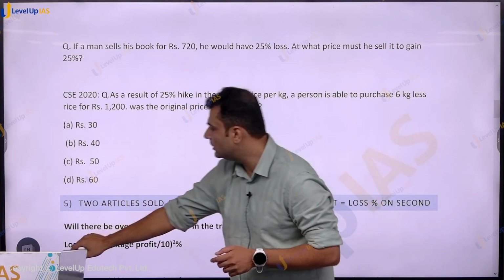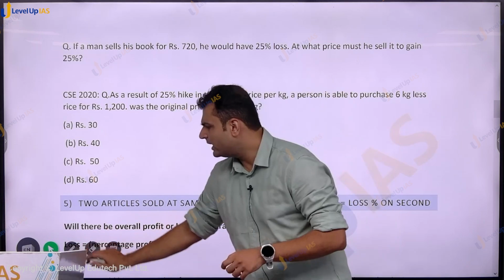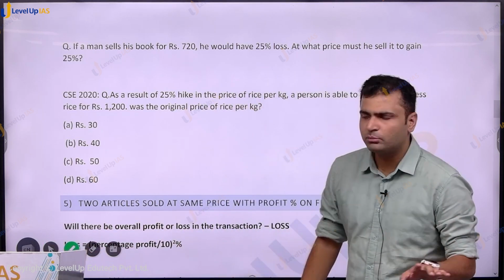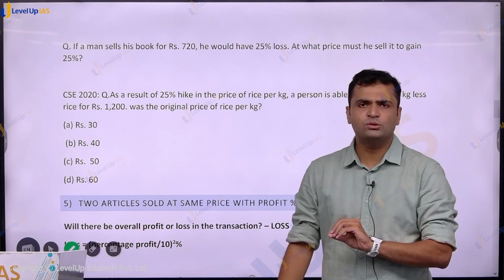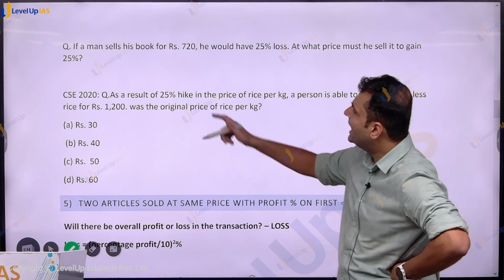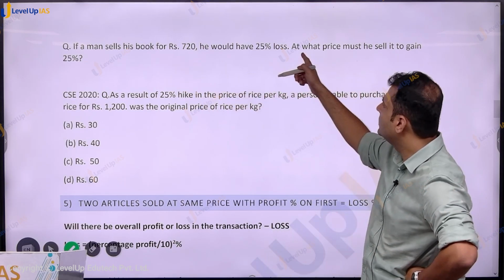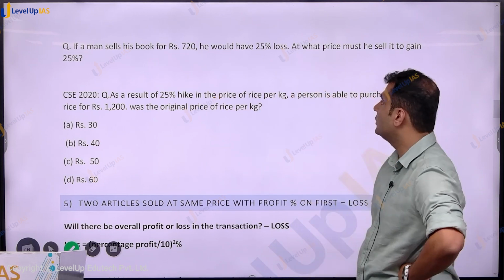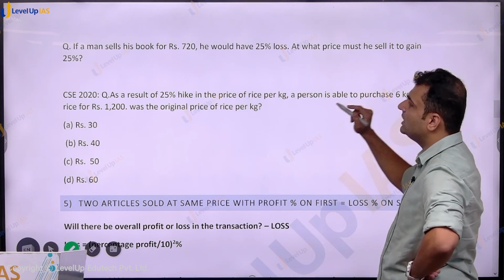Next, see the questions. नया कुछ concept wise, there is nothing new concept wise. We'll just apply the same thing, percentage वाला chapter and profit and loss वाले concept, basic definition. If a man sells a book for 720, he would have 25% loss. At what price must he sell to gain 25%?